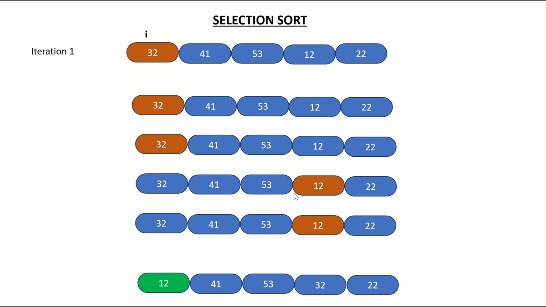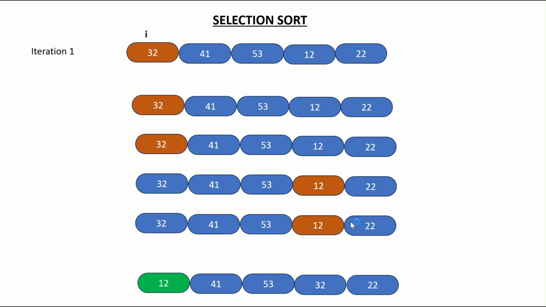In the fourth step, it is compared with 12. 32 is larger than 12. So 12 becomes the minimum element, and this is in red color. And in the next step, the minimum element 12 is compared with 22. So 12 is the minimum element, so it still retains the red color.